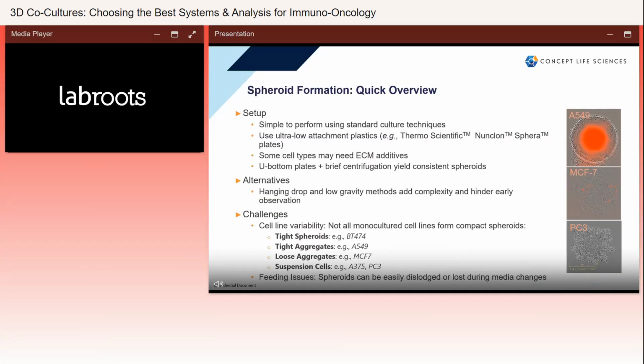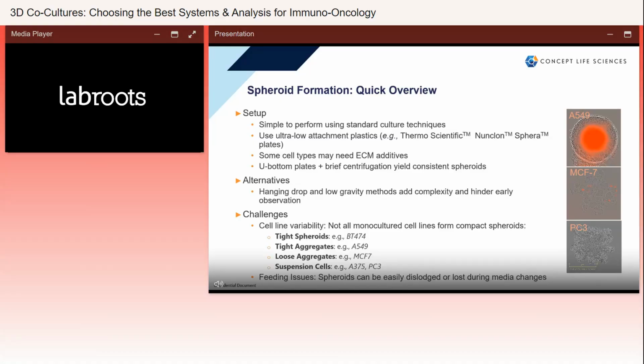That's simple. So let's start with a single cell type and forming single spheroids. Essentially, you create a single cell suspension, apply it to a ULA, ultra low attachment plate, with pre-centrifugation to bring the cells together at the bottom. There are other ways of doing this, like using hanging drop or low gravity methods, but this is the method we've employed.